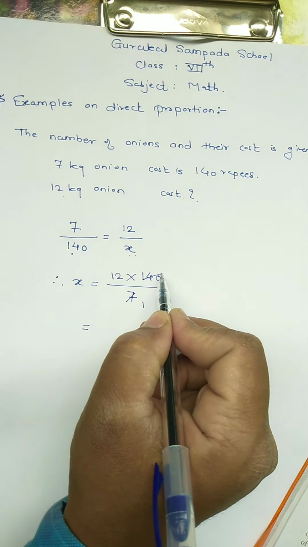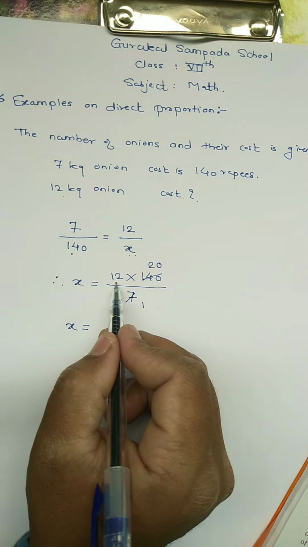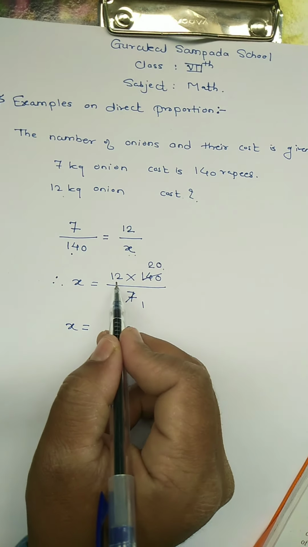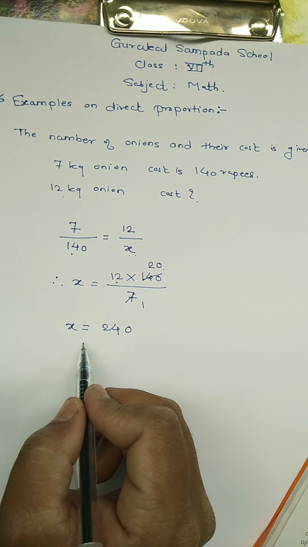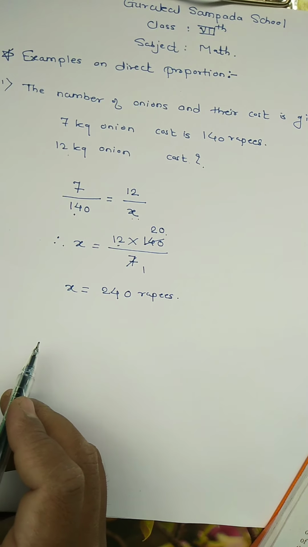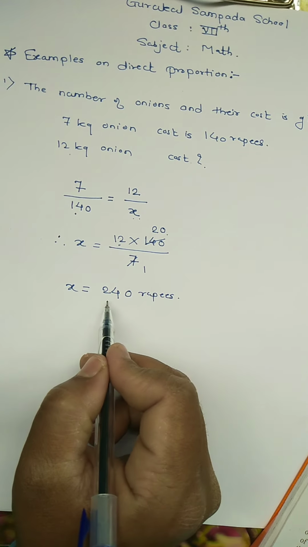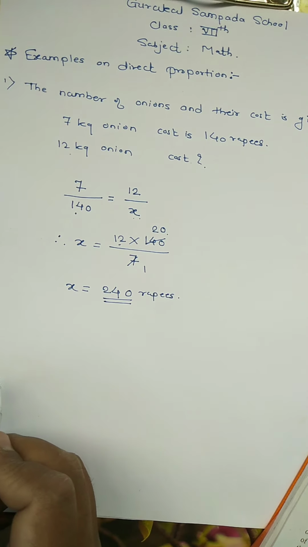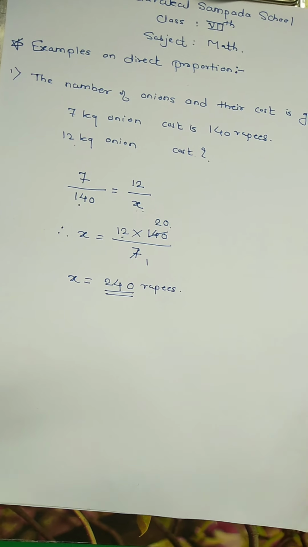Now do the calculation. 7 ones are 7, 7 twos are 14, so it becomes 20, and x is equal to 12 times 20, 12 twos are 24, so x is equal to 240 rupees. So this is example number 1 from practice set 37. For 12 kg onions the cost will be 240 rupees. Now let us solve the second example.